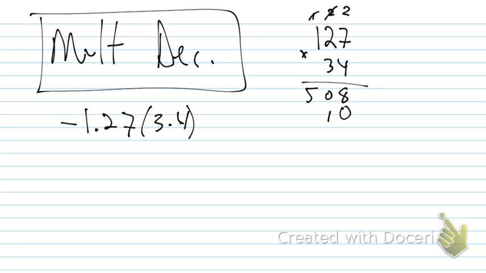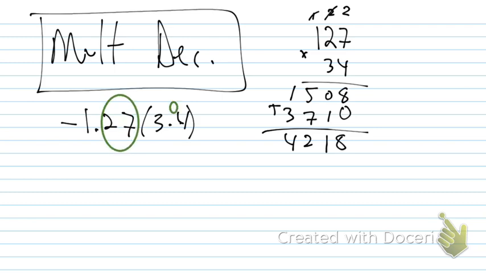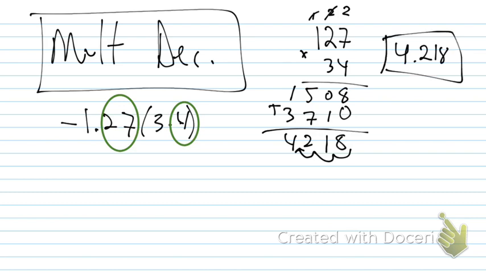Okay, I got 4,218 if I did 127 times 34. And then you probably learned in class that there are 2 digits after the decimal in one number and 1 after the decimal in the other. So I need to have 3 after the decimal here as well, for 4.218. And I had a negative times a positive, so that's going to be negative.